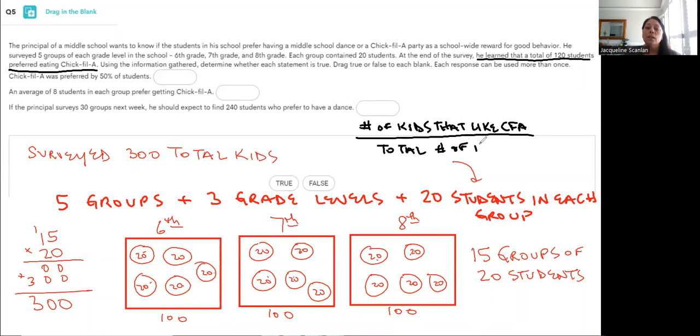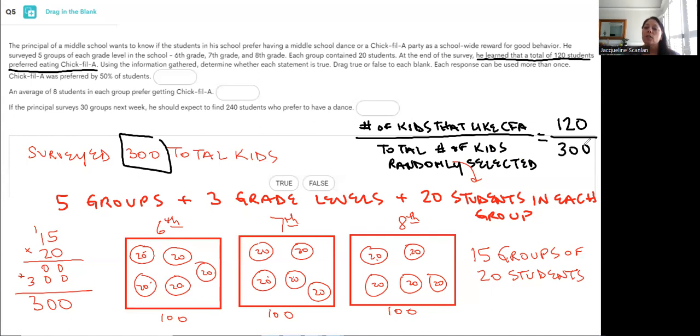number of kids that were randomly selected, right? Not out of the entire population. He's only talking about of those 300 kiddos that he surveyed, 120 of them preferred Chick-fil-A. So I could create a fraction that compares those two numbers. So the number of kids that like Chick-fil-A was 120, and then total number of kids randomly selected, remember, was 300. So there's my fraction that represents that information. That is going to become extremely important in answering my true or false questions.